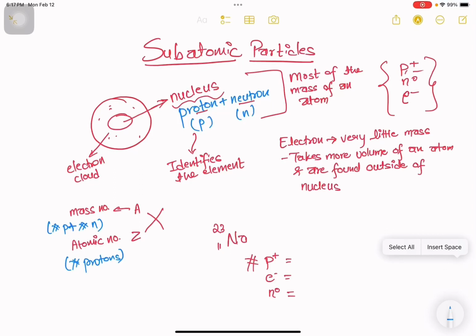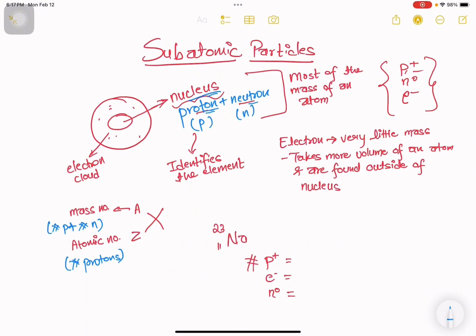Atoms are composed of three subatomic particles: proton, neutron, and electron. Proton and neutron are found at the center of the atom, which is called the nucleus. And electron is located outside of the nucleus, orbiting around the nucleus. The majority of the mass of an atom comes from the nucleus, which is from proton and neutron. Electron has very little mass, but it takes up most of the volume of an atom.